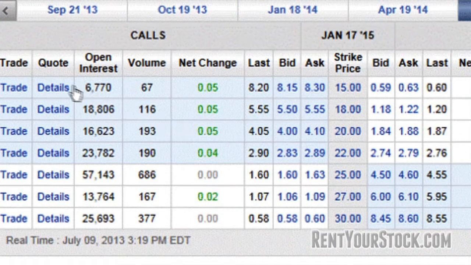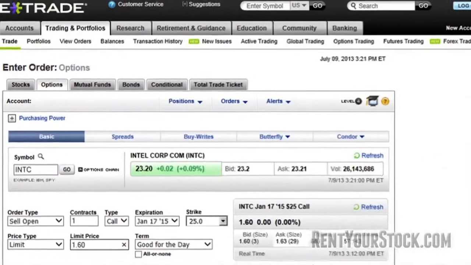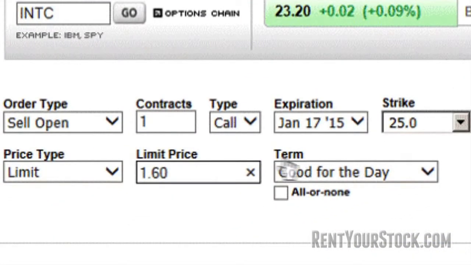Now, find the trade column on the far left-hand side. Move down the trade column until you find the row that lines up with a strike price of $25. Now, click Trade. You should now see the Enter Orders screen. Under the Order Type field, select Sell to Open.